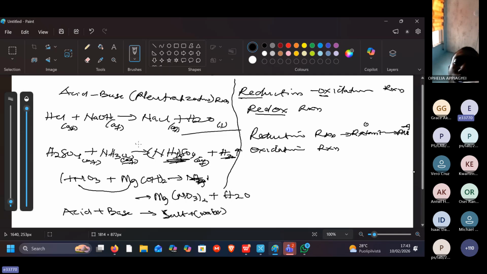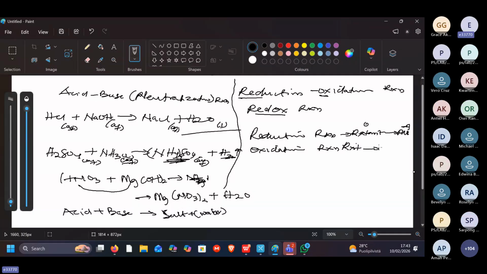Now for an oxidation reaction, we are going to be losing electrons. Instead of gaining electrons as in reduction, in oxidation reactions we lose electrons at the end of the reaction. So if the reactant is say 0, then at the end when it forms the product, you see it becoming plus, more positive.